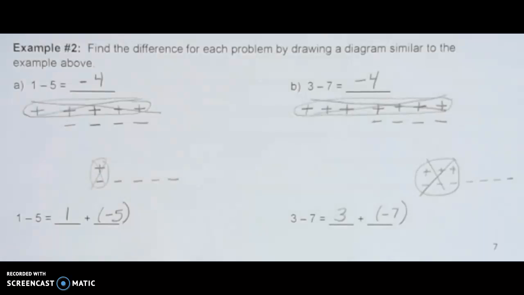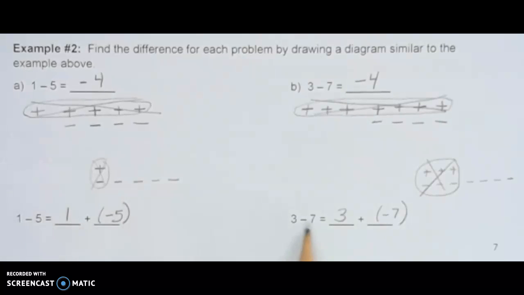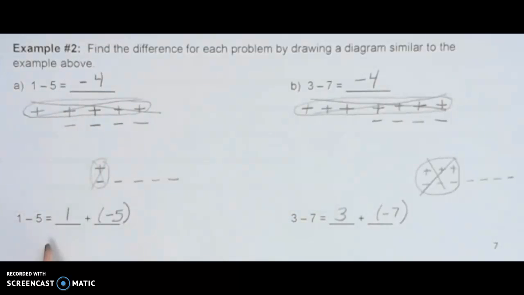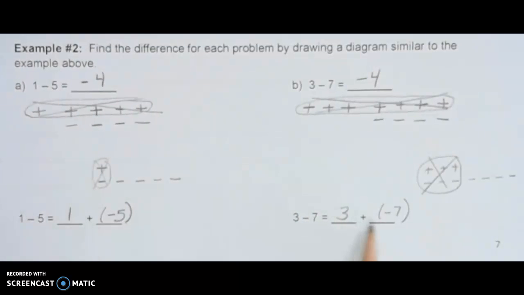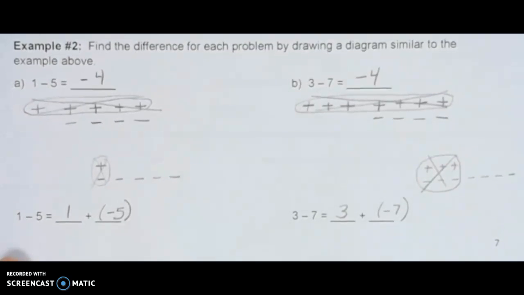So hopefully you're starting to see a relationship between the addition and the subtraction. 1 minus 5 is the same as 1 plus negative 5. 3 minus 7 is the same as 3 plus negative 7. My first number stays the same in each case, but then I add the opposite of my second number. Minus 5 is the same as plus negative 5. Minus 7 is the same as plus negative 7.